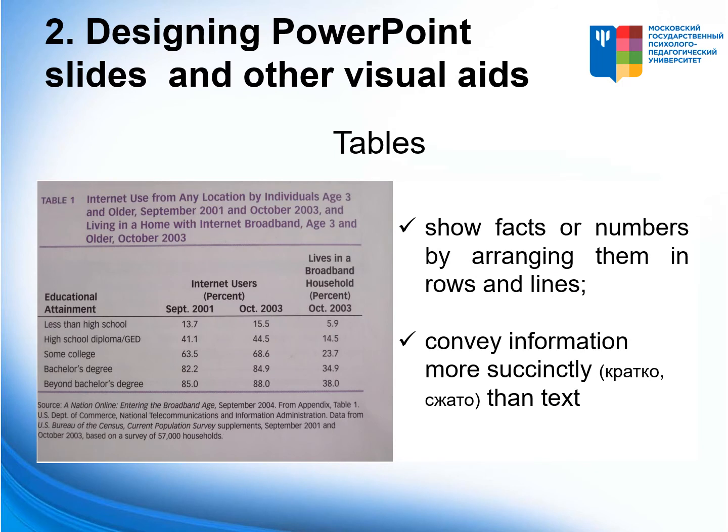Tables show detailed pieces of information, especially facts or numbers, by arranging them in rows and lines across and down a page. As tables arrange data systematically, they can convey information more succinctly than text can.